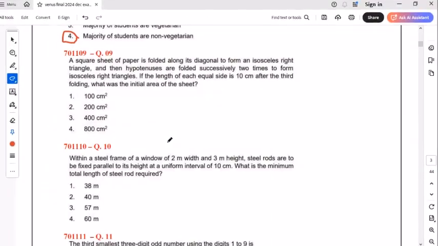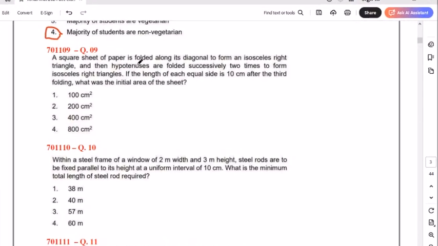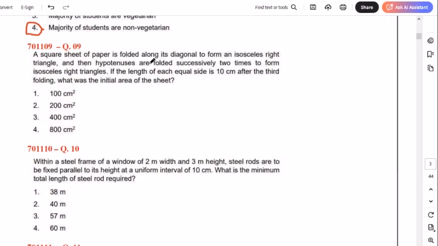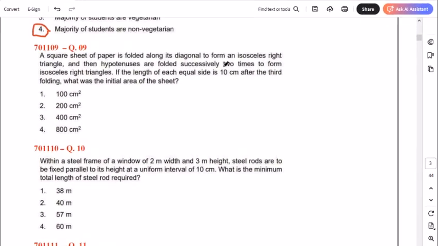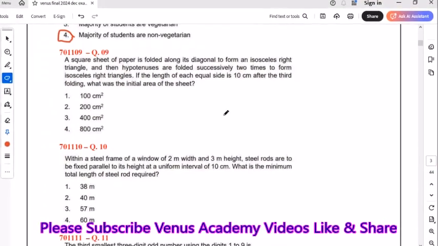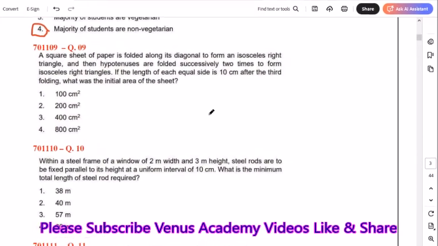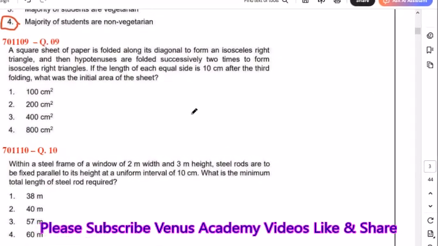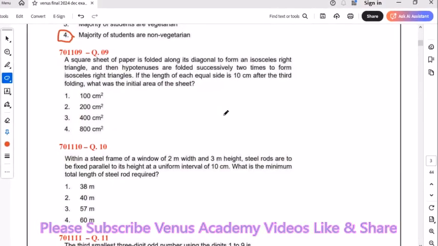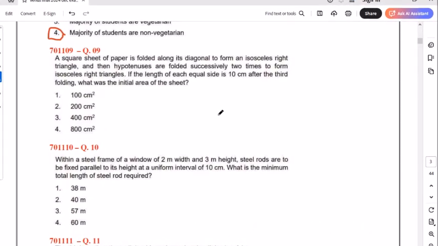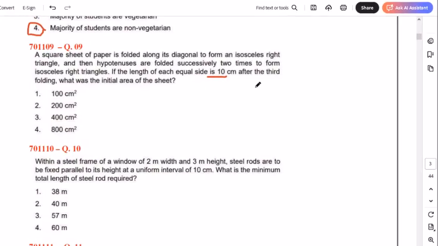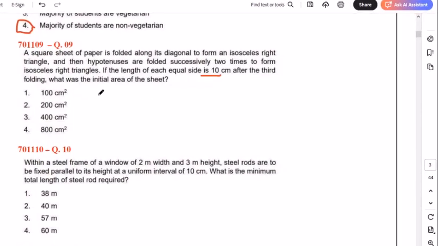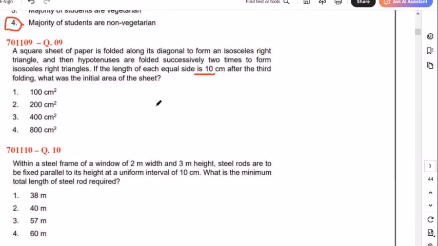Next, question number 9. A square sheet of paper is folded along its diagonal to form an isosceles right triangle, and then hypotenuses are folded successively 2 times to form isosceles right triangles. If the length of each equal side is 10 centimeters after the third folding, what was the initial area of the sheet?